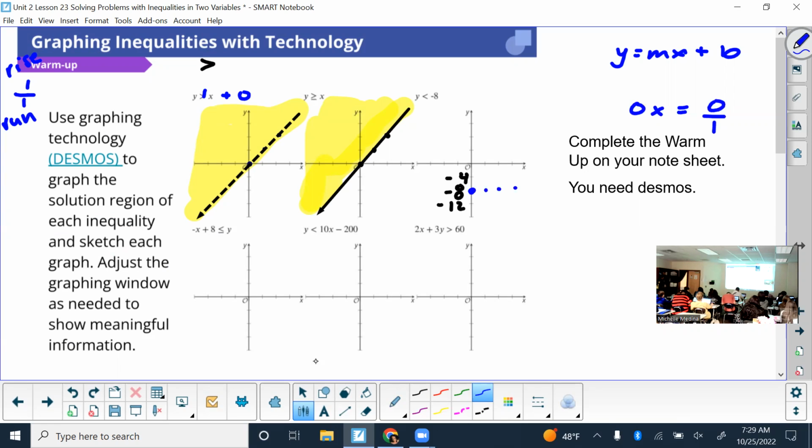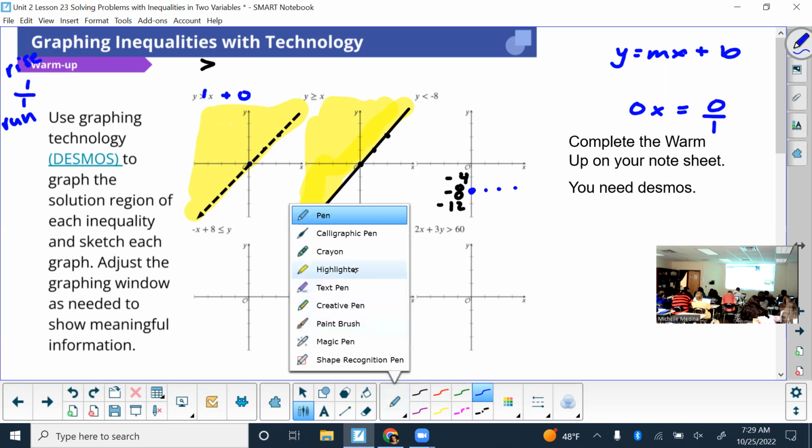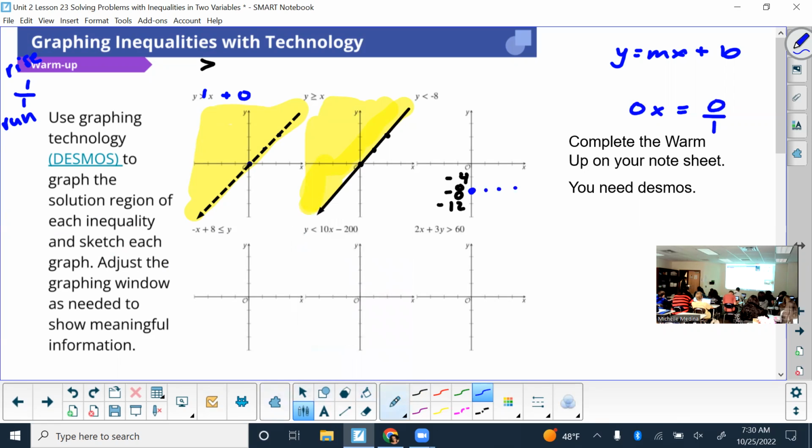Would that be solid or dashed? Dashed is correct. Dashed where all the y's are -8. Then that's a straight line. And is it shaded above or below? Below. 1, because we made a key for it. 2, because you should be able to clearly see that in Desmos. And 3, because you're shading everywhere where the y's are smaller or less than -8. Good?